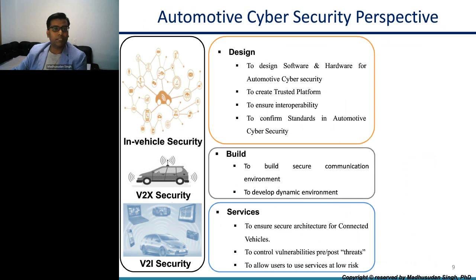So where do we require secure channels? In the beginning of automotive cybersecurity, security is not a process, it is a product. When we start manufacturing the product, from the beginning we need to think about each and every level. We need to design with the security point of view. At the design level, we have to design software and hardware. For automotive cybersecurity, we need to create a trusted platform. We need to ensure interoperability of the vehicles, to confirm the standard in automotive cybersecurity, what the security approach is and what algorithm and hardware we are using.